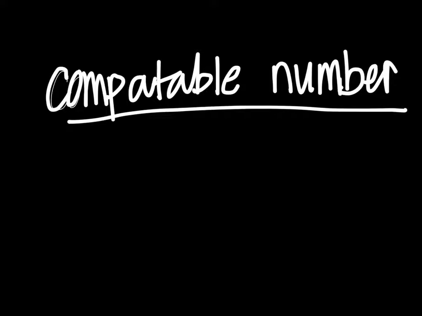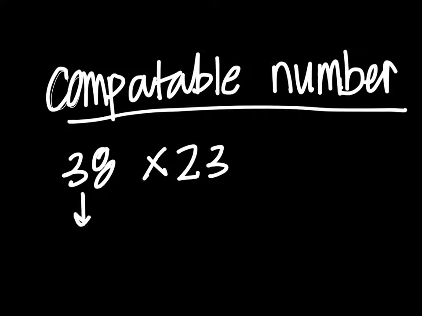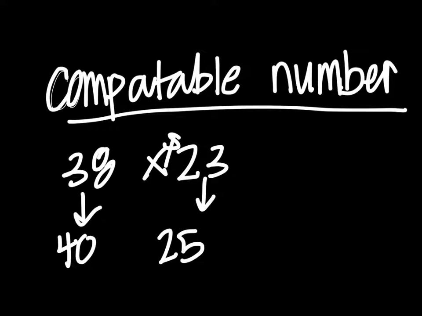So another way we can do the same type of problem is to use compatible numbers. Just remember, when we use compatible numbers, we're going to a number that is close to the number that we're supposed to be multiplying. So in this situation, we had 38 multiplying by 23, okay? And so I would still take 38 to 40, and my $23 I would take to 25. So instead of multiplying 38 times 23, I'm going to multiply 40 times 25.